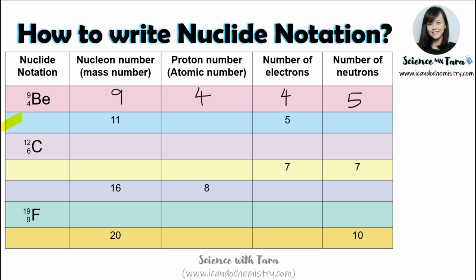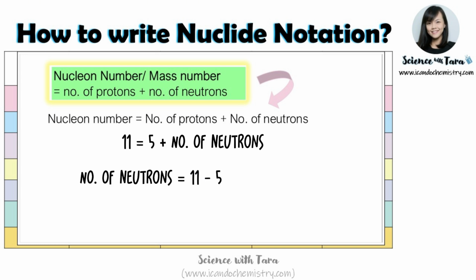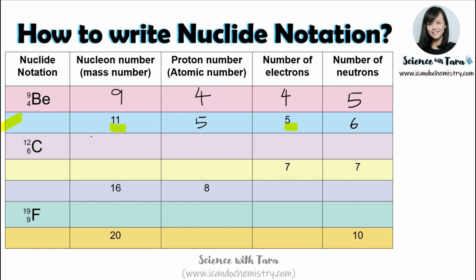For this, only nucleon number and the number of electrons are given. But we know that this table deals with atoms and atoms are electrically neutral. Hence, the number of electrons are the same as protons, which means we have 5 protons. To find number of neutrons, we will use this same formula. Number of neutrons is the nucleon number minus the number of protons, which is 11 minus 5, which gives you 6.